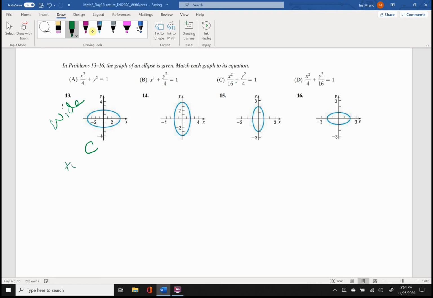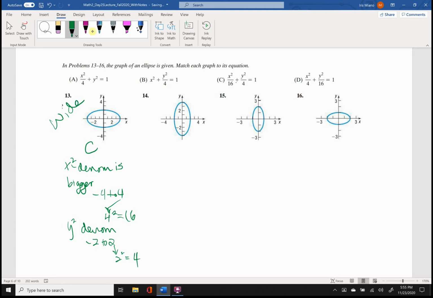The x denominator we know is bigger because it's wide, and the width is going to be going from -4 to 4. So basically you take this number and you square it, and that gives you the value underneath the x squared. And then the y squared denominator goes from -2 to 2. So basically you take this number and you square it, and that gives you that denominator of 4. Okay, so that's why we're getting C here.